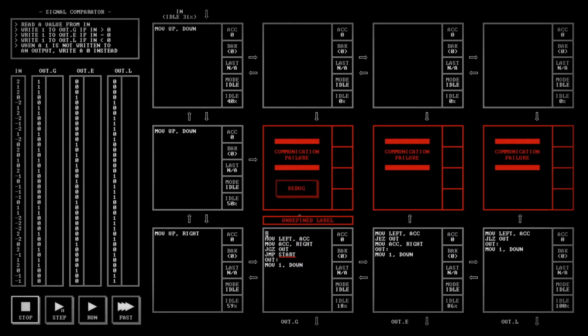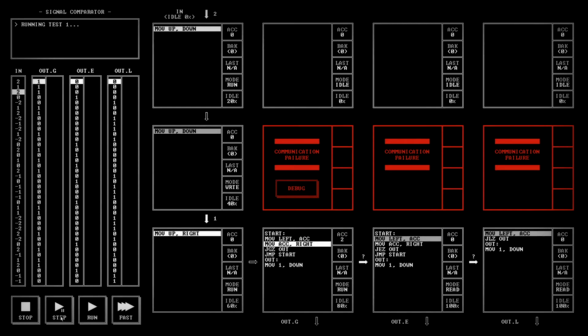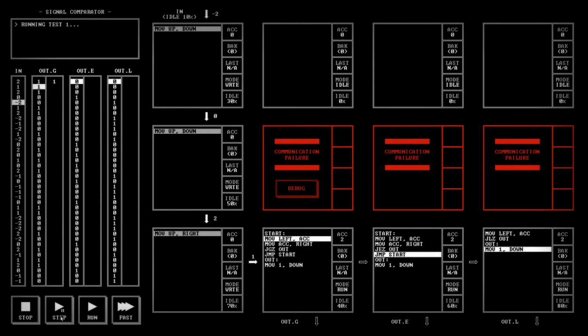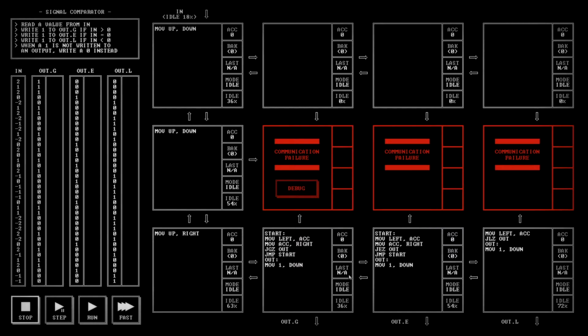I'm a little bit concerned that we'll... okay, so we get our two. We're going to move two across. Because two is greater than zero, we're going to output one there. But we're not outputting the zeros yet, so... Interesting. Okay, let's think here. What can we do?